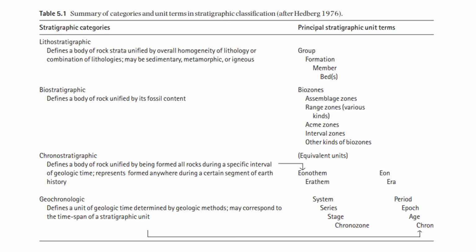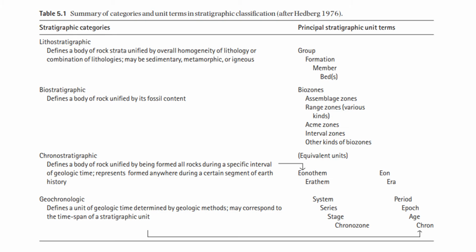Chronostratigraphic and geochronologic units are commonly confused. You're not alone in that. The difference is chronostratigraphic units describe things like eonothems, erathems, systems, series, stages, and chronozones. These are tangible descriptions of rock in a time context. So a body of rock unified by being formed all during a specific interval of time.